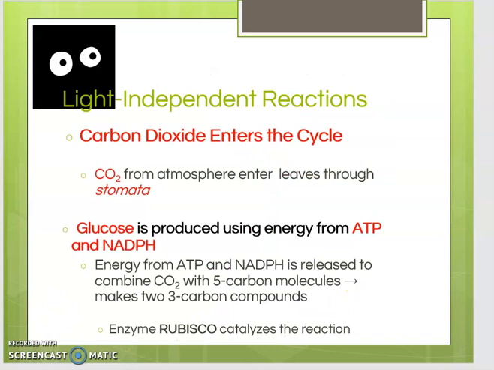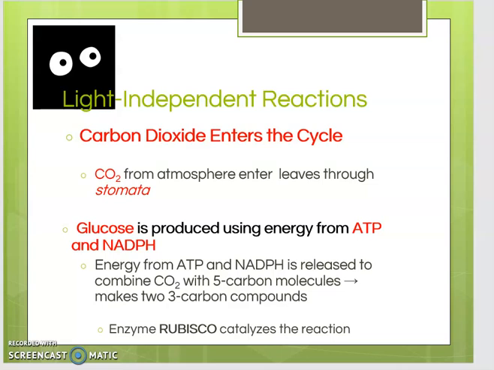The steps of the light independent or the dark reactions are first that the carbon dioxide enters the cycle. CO2 will come in from the atmosphere through the stomata, which are the holes or the pores at the bottom of the leaves. Then glucose will be produced using the energy from ATP and NADPH.